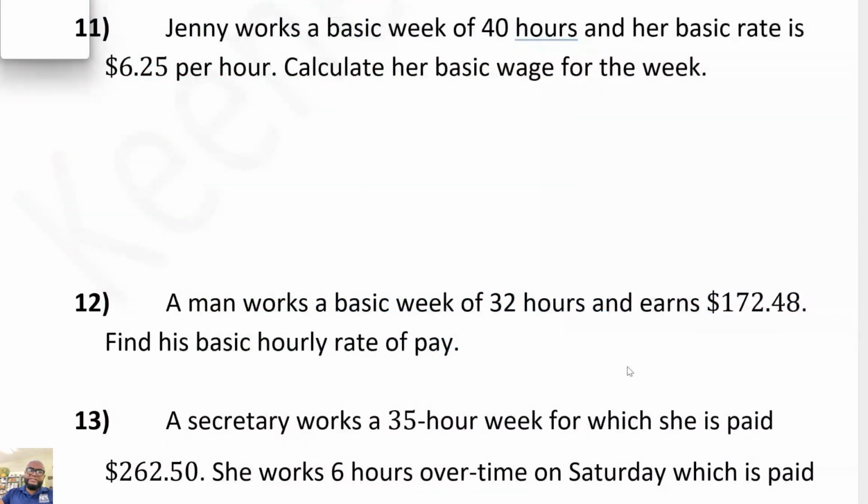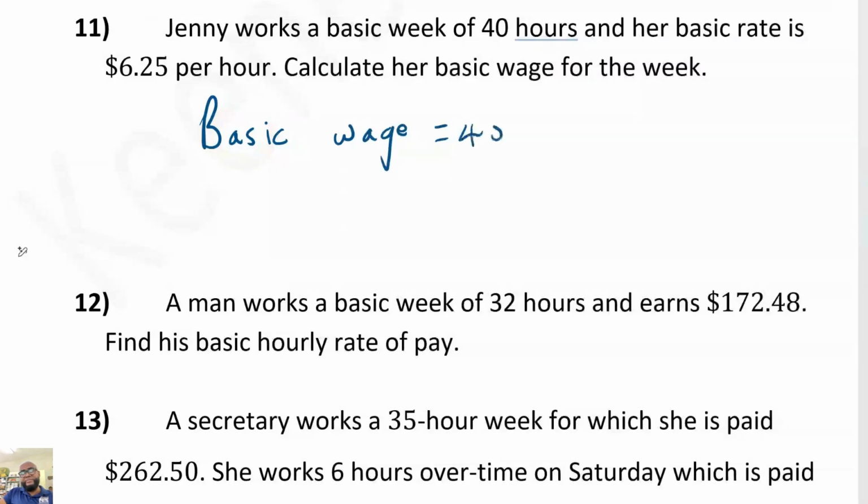Right, so we have some simple ones here first, right? Jenny works a basic week of 40 hours and a basic rate is $6.25 per hour. Calculate a basic wage for the week. So your basic wage would simply be equal to what? What are you multiplying? 40 by 6.25, right? And how much would this work out to be? What's Jenny's basic wage? 250. Yes, sir. 250, right? That's the simplest one. Basic wage, right?